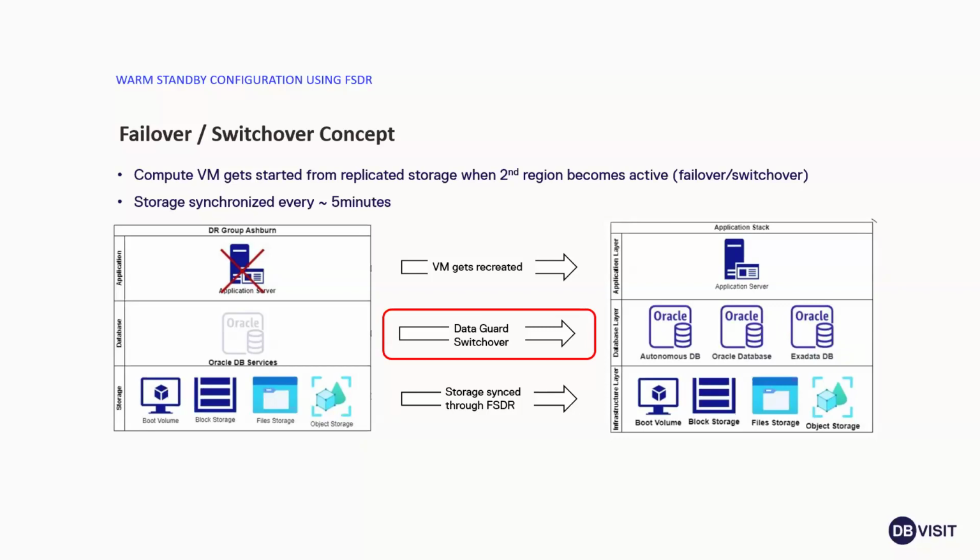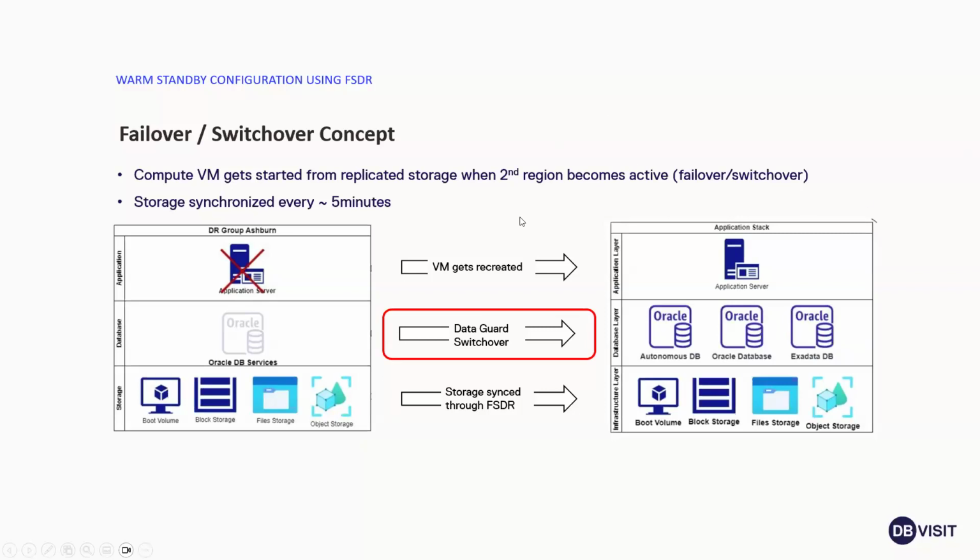Then these storages, like your boot volumes, are attached to your application servers. So these new virtual machines that are created have exactly the same configuration and the exact same data as your production site. Once your application servers are started up in your DR site, the database roles are reversed using Oracle Data Guard services. So this is how you do it with Oracle Data Guard.